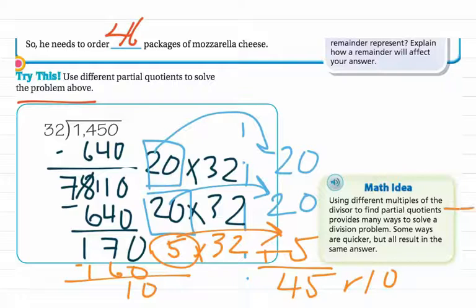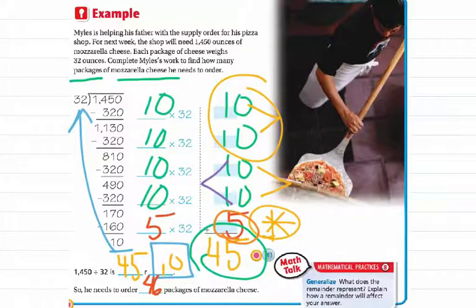So students, I want us to end with this math idea at the bottom of this page. It says, using different multiples of the divisor to find partial quotients provides many ways to solve a division problem. Some ways are quicker, but always result in the same answer. So this was quicker because how many steps do we have? 1, 2, 3. We got 45, remainder 10. Let's go back here. How many steps do we have here? 1, 2, 3, 4, 5. 45, remainder 10. Both ways got us the same answer, but make sure you take notes on both and try your best. And if you need to use your multiplication chart, you can definitely do that at home with your homework.